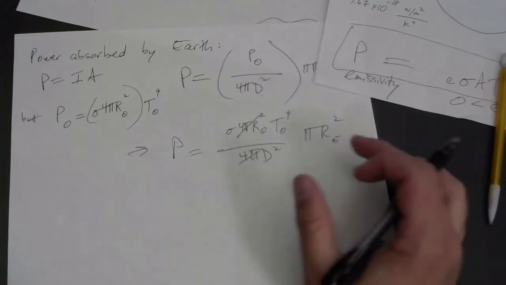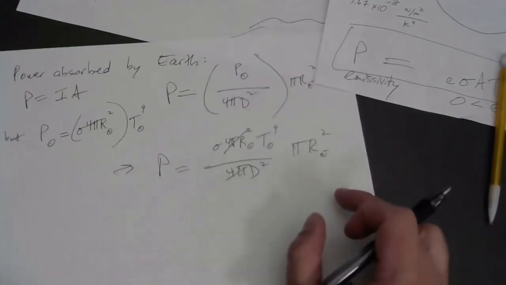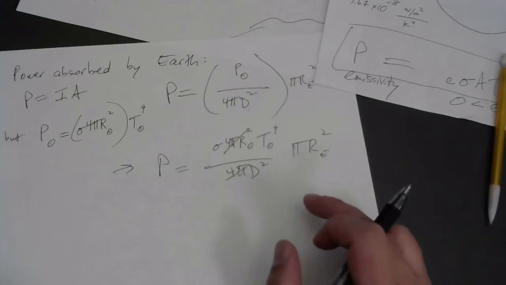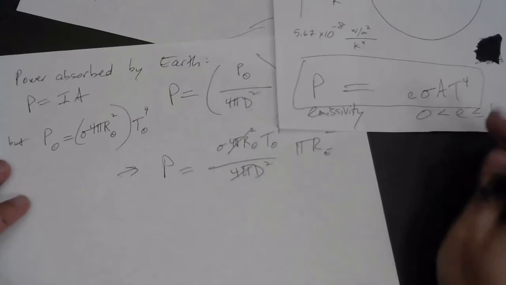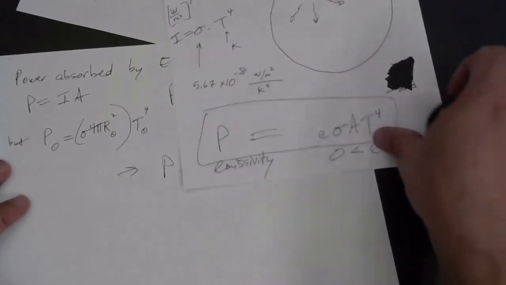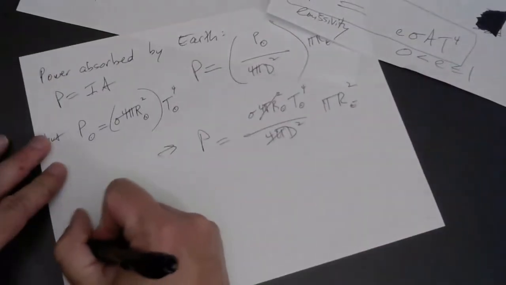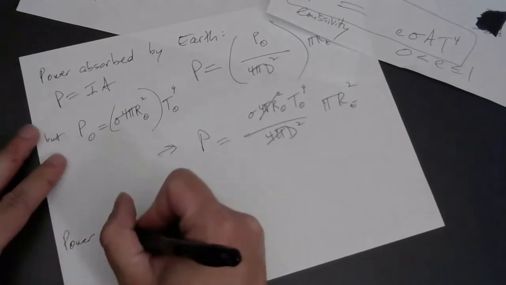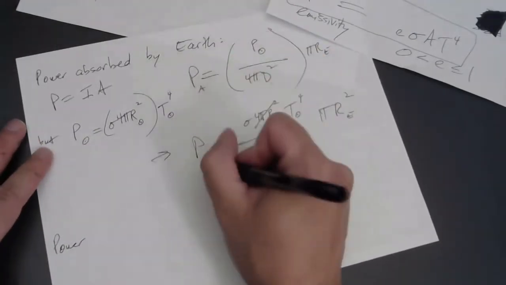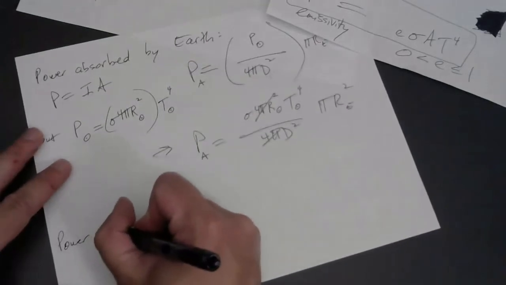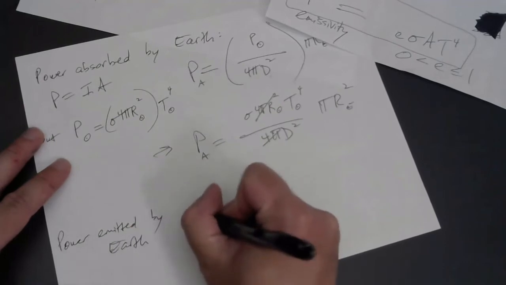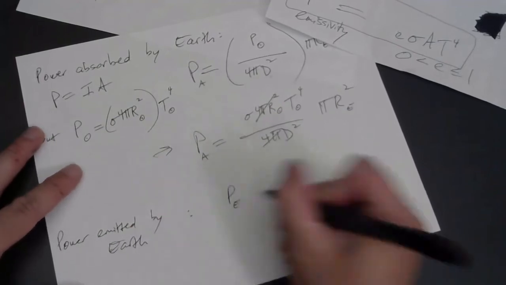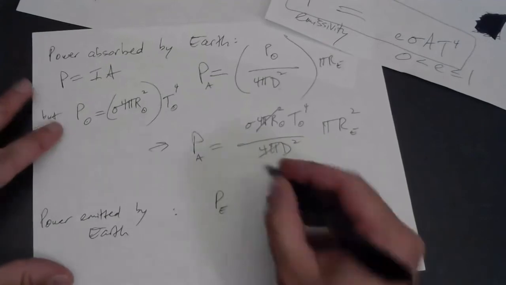Okay. Well, now let's look at the power radiated by Earth. This is what's absorbed from the sun by the Earth. And now, due to the Earth's much lower temperature, let's calculate the power emitted by Earth. How about I put A for absorbed? Power absorbed, and the power emitted by the Earth. I'll just go with P sub E, power emitted by Earth, E for emitted, or Earth, whatever.